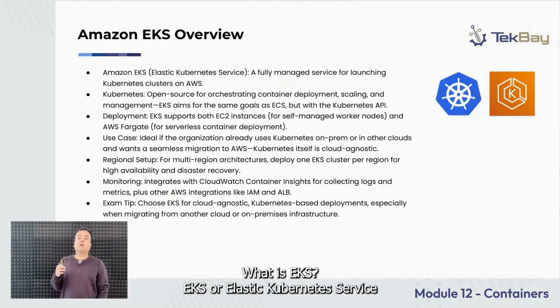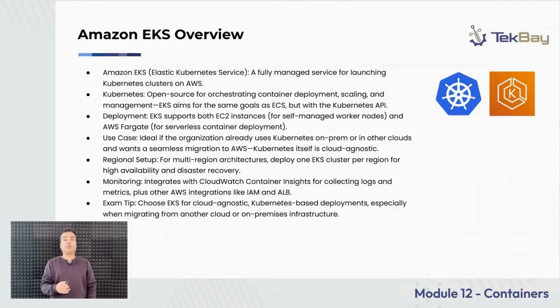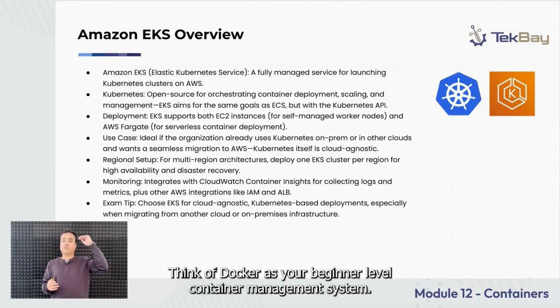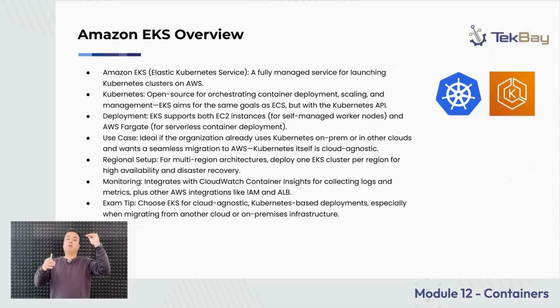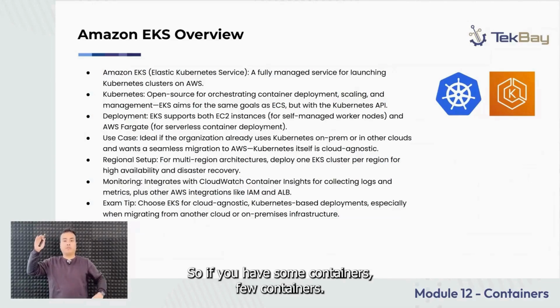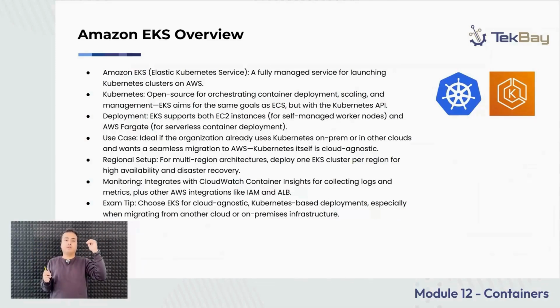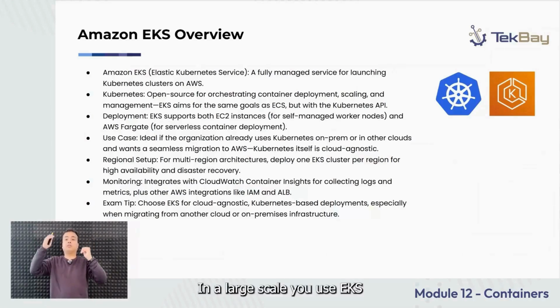What is EKS? EKS, or Elastic Kubernetes Service, is a fully managed service for launching Kubernetes clusters on AWS. Think of Docker as your beginner-level container management system, while Kubernetes is a much more advanced container orchestration service. So if you have a few containers, you can manage them in a small-scale Docker setup; at a large scale, you use EKS or Kubernetes.